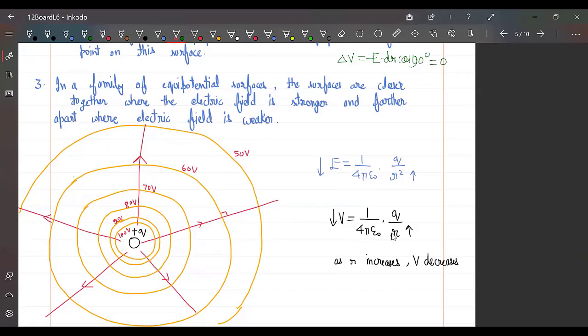And potential will be Q by 4 pi epsilon naught R. So with R, the potential decreases. But if R is the same, then potential remains the same. If R is the same, that means it forms a sphere. These are spherical equipotential surfaces.